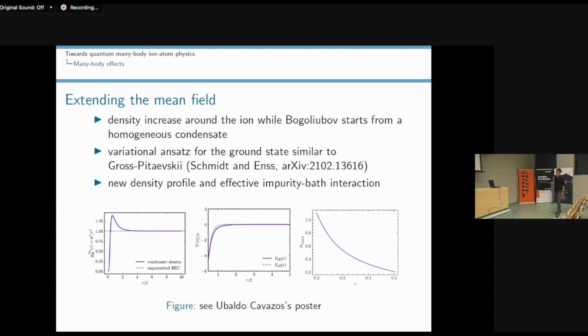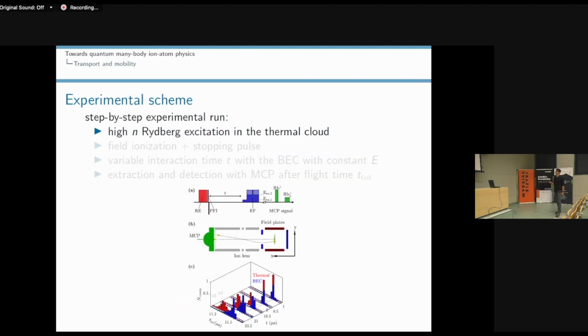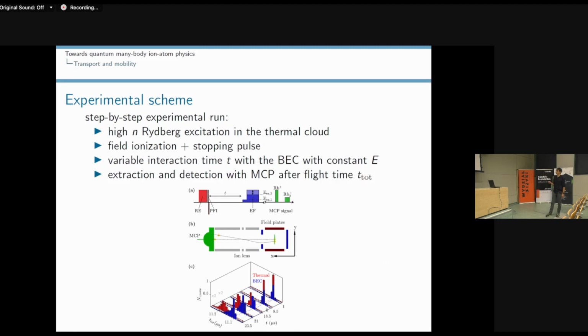And now I turn to my favorite experiment, which was improved considerably, as Tillman showed you, and done in Stuttgart, in which they do not use a Paul trap. They aim to create an ion directly from a Rydberg excitation and then ionize it with a well-controlled electric field pulse, and then let it float in the BEC and drag it with an electric field. So doing a classic transport measurement, but now in an ultra-cold setting and with an ion. And then the ion can be extracted and detected with a microchannel plate.